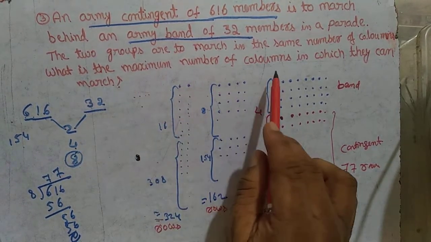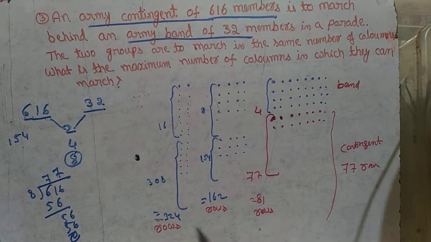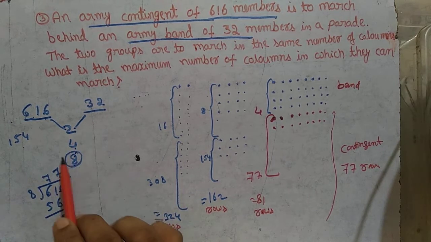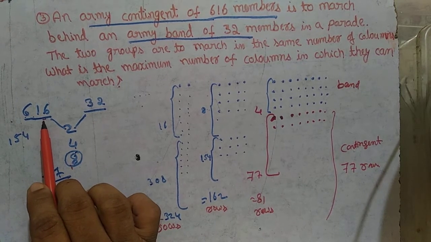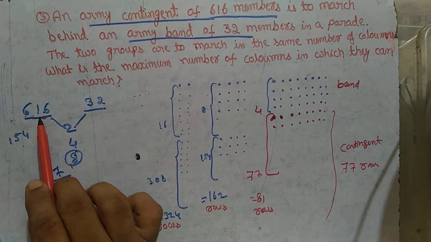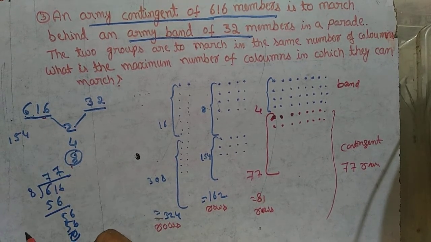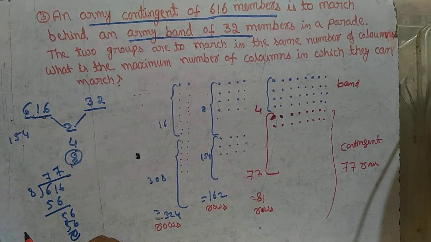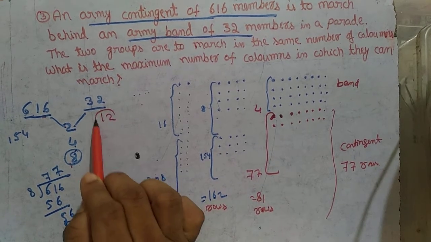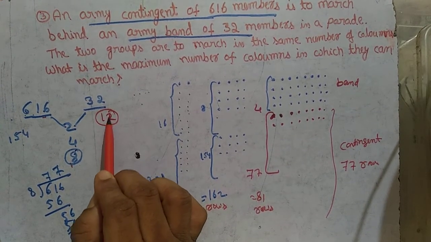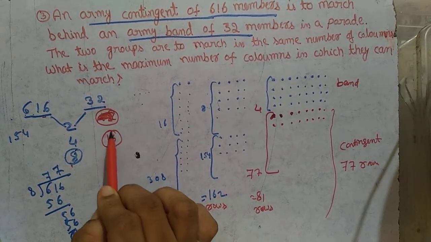What is the maximum number of columns in which they can march? Maximum is 8 only. More than 8, we don't have any common higher common factor here. This is divisible by 2 and 2, 4 and 8. Maybe it is also divisible by some other numbers, but we can't do like that. This is divisible by 16.